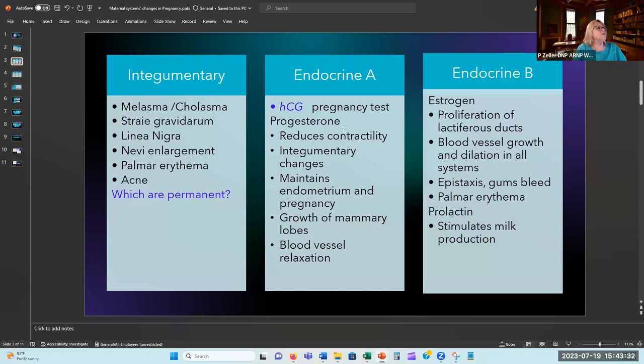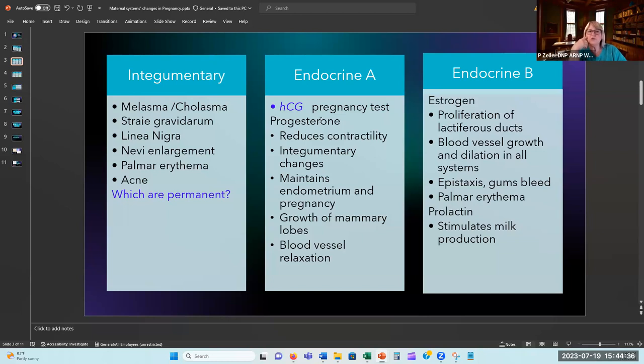So progesterone, once again, reduces contractility. Progesterone also makes that endometrium, the area where the placenta attaches, where the embryo is, where it builds up the blood supply, you might say. So it makes it nice and cushiony, full of blood. Okay. And blood vessel relaxation, and that's blood vessels throughout the whole body, not just the uterus. And then estrogen helps with the breast lactiferous ducts and blood vessel growth throughout the body. Sometimes women experience some nosebleeds during pregnancy because of the congestion of the blood vessels in the nose. She might have some congestion and have a nosebleed. Okay, all those blood vessels are dilated.